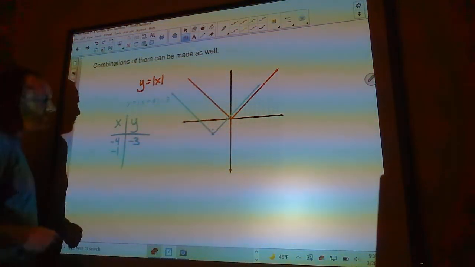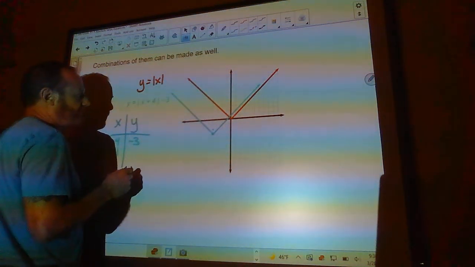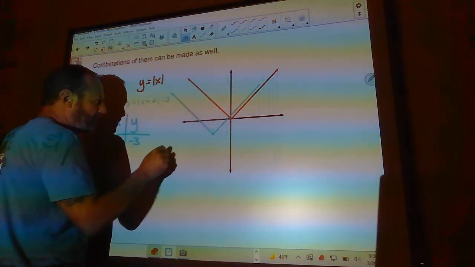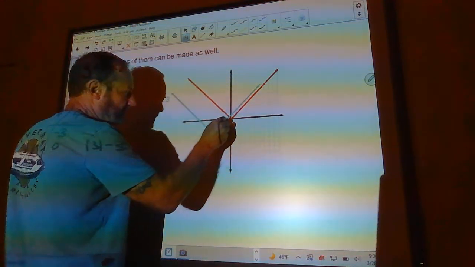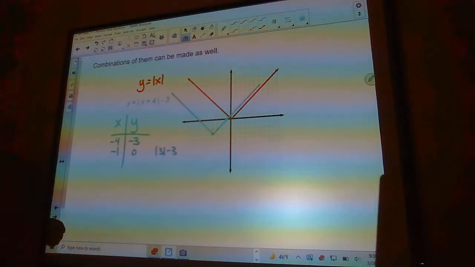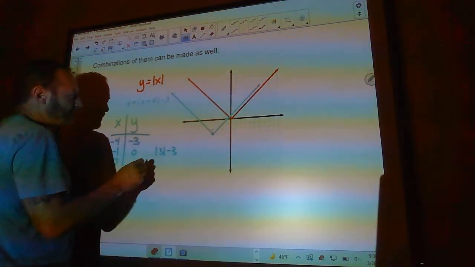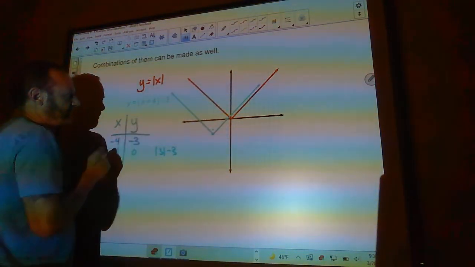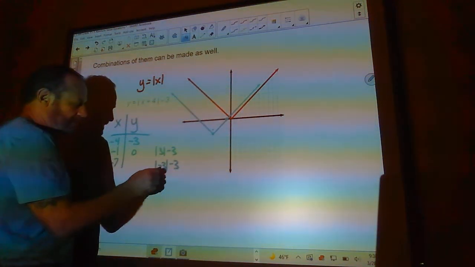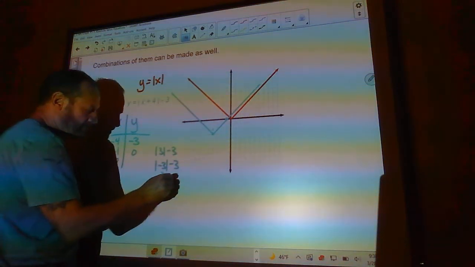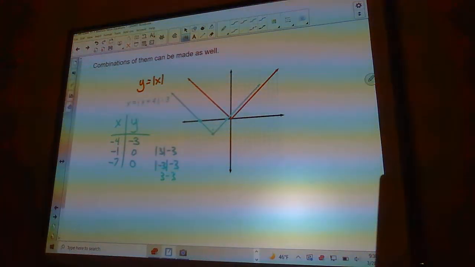What if I plug in -1? Well, the absolute value of -1 plus 4 is going to be the absolute value of 3, minus 3. Well, that's going to be 0. Oh, -1, 0. That's right there. What if I plugged in -7? That would give me the absolute value of negative 7 plus 4. That's going to be the absolute value of negative 3, minus 3. But the absolute value of negative 3 is 3, minus 3, which is again 0. Oh, that gives me that point right there. There's my V again.